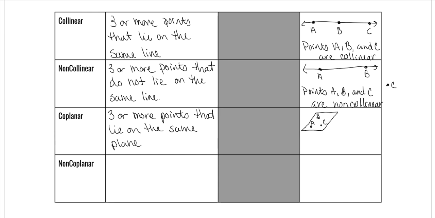So in this situation it's points, because remember we were talking about points. We're not actually talking about the plane. We're talking about the points that are on that plane. So points A, B, and C are coplanar.